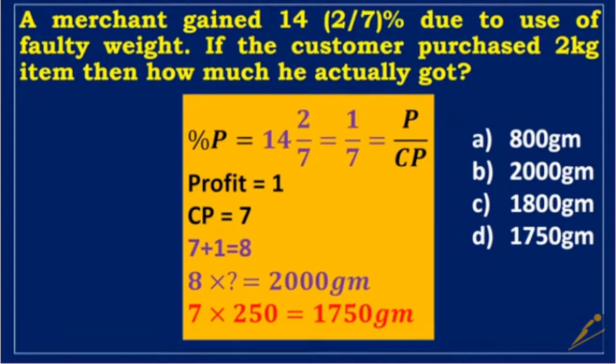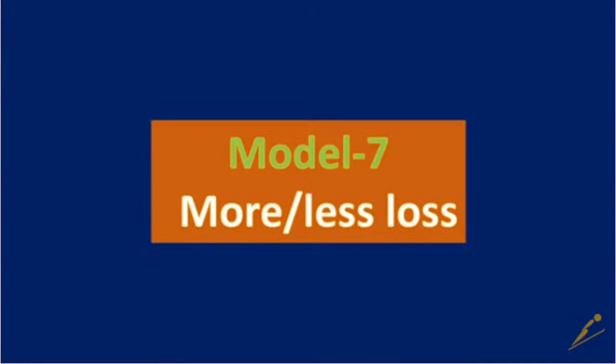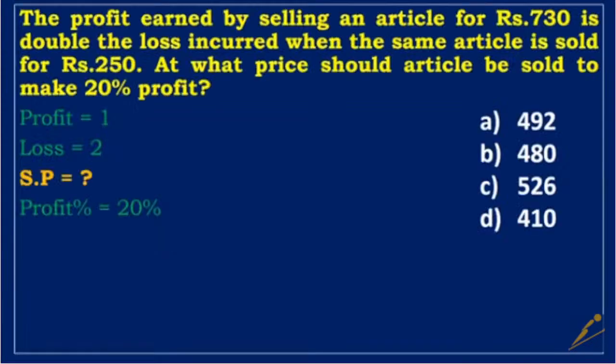The seventh model of profit and loss is the more loss or less loss concept. Let's look at some examples to understand this concept. First example, the profit earned by selling an article for 730 rupees is double the loss incurred when the same article is sold for 250 rupees. At what price should the article be sold to make a 20% profit?